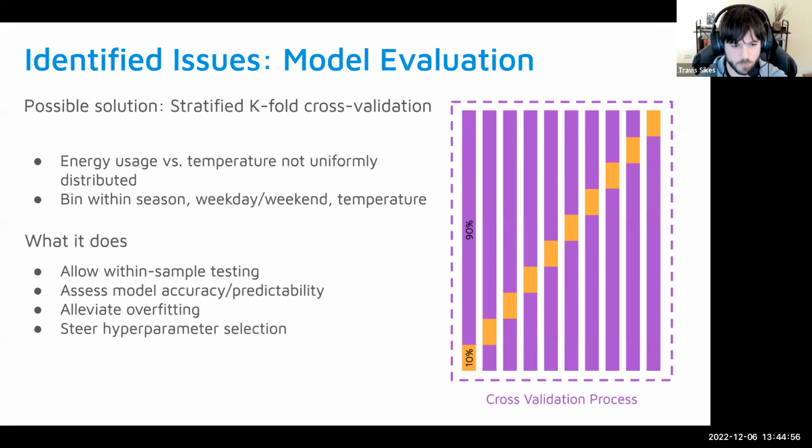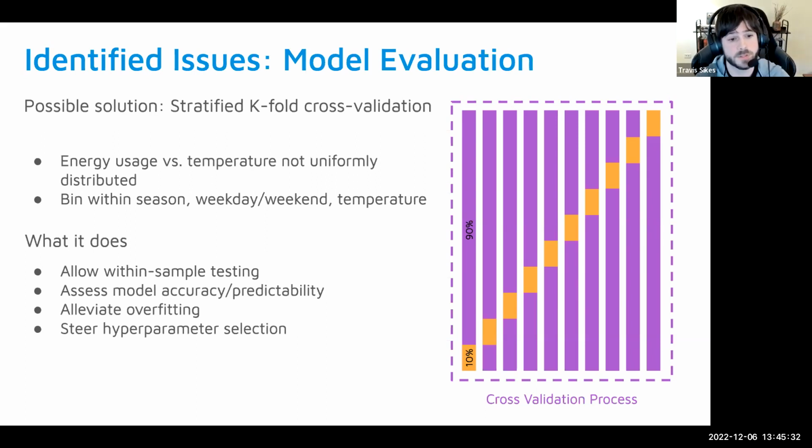And the primary benefit to this is that this will allow us to do within-sample testing, so that we don't have to make the assumption that the set of data we're working on from 2019, even though there was no intervention, is also going to act the same in 2020. So by only looking at 2019 and breaking up the data like this, we're able to test within the same year, and still be able to assess what the model accuracy and predictability is.